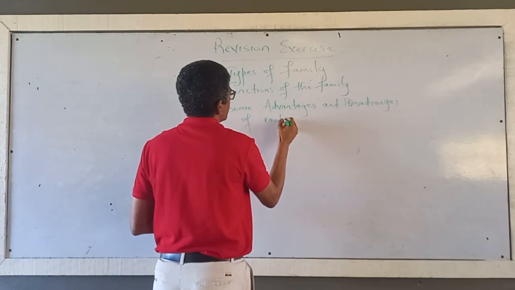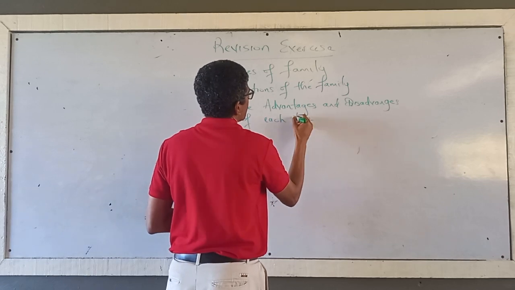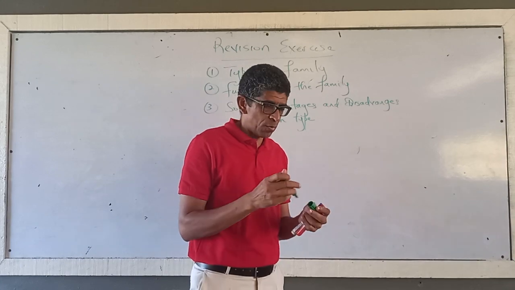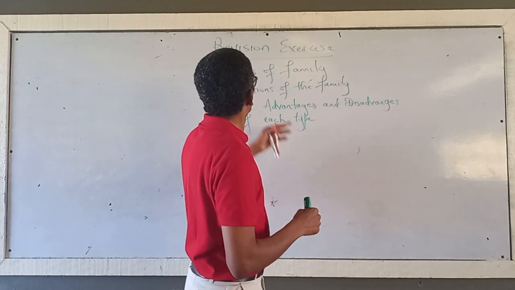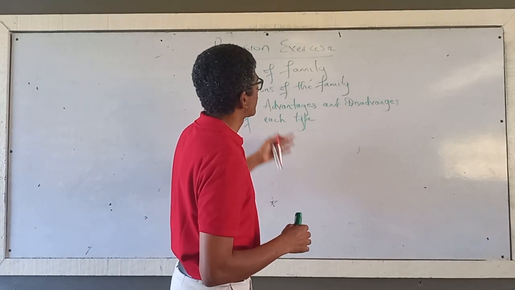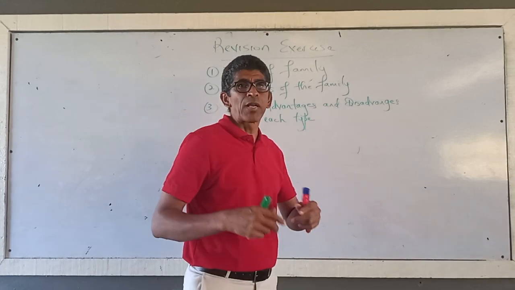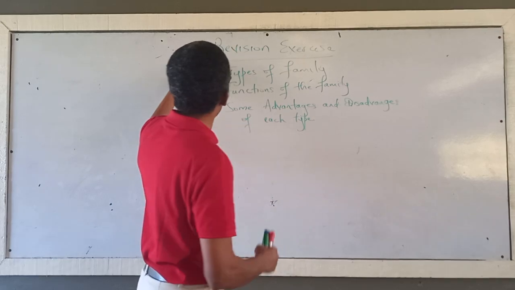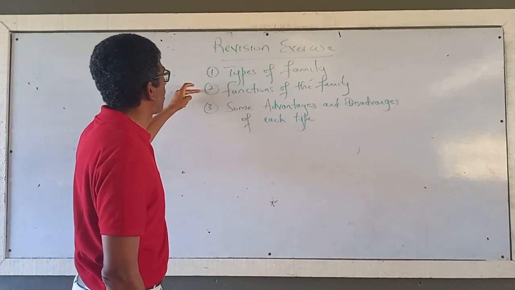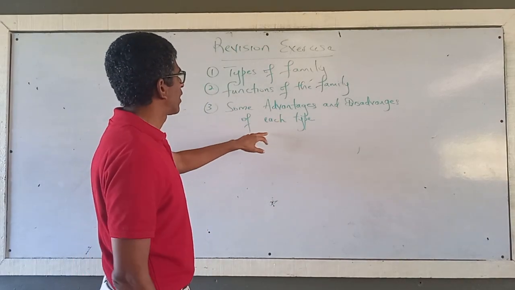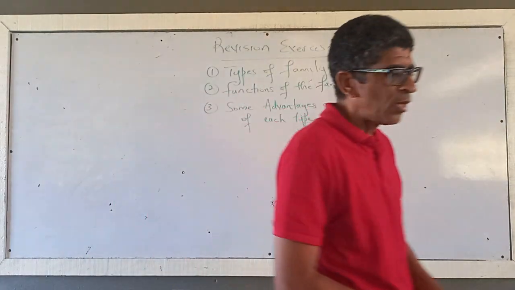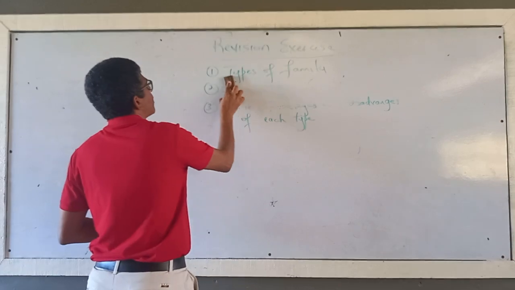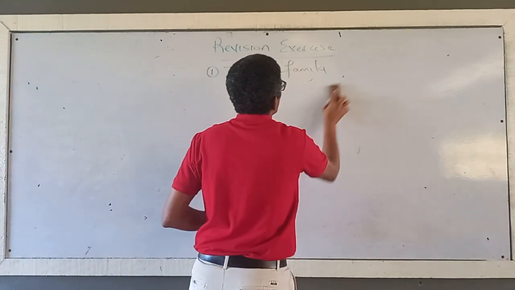of each type. Now the intention is not to make this presentation long, so we may not cover all of the advantages and disadvantages, but we will look at a few of them. Okay? So remember now we're going to look at types of family, functions of the family, and some of the advantages and disadvantages of the family. Alright, let's look at the first one. So we're going to look at types of family.